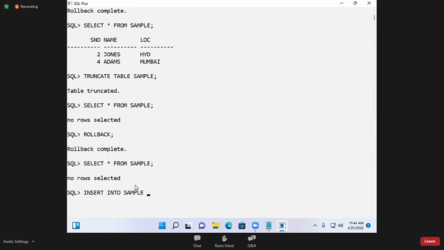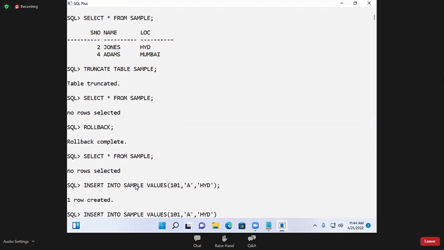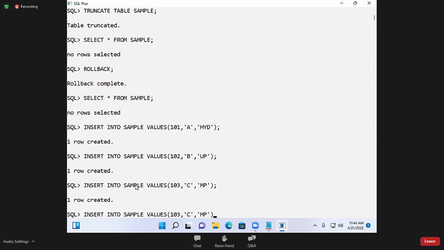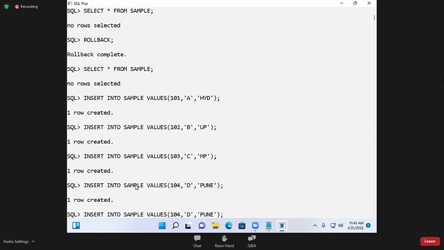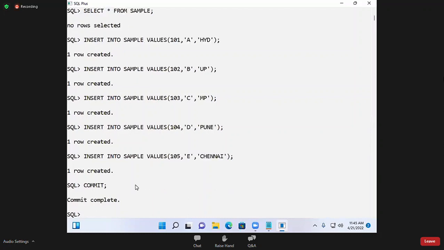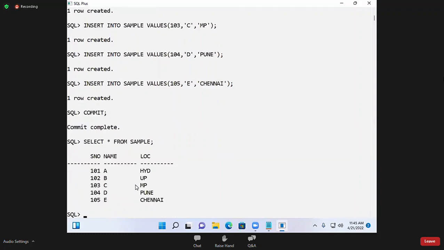Insert into sample values: serial number 101, name A, location HYD. The second record is 102, name B, location UP. The next one is 103, name C, location MP. Next is 104, D, location Pune, and next is 105, E, location Chennai. That's fine. Again, all of these I'm committing. Commit means all are permanently saved and come back to your table sample. Again, we have 5 rows.